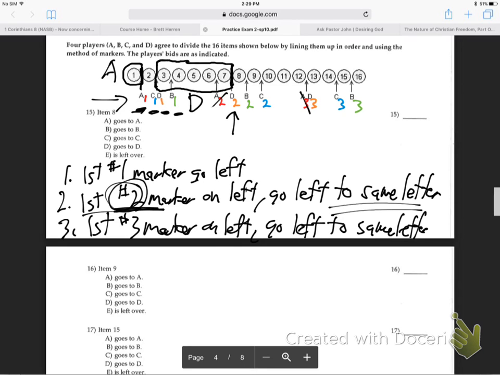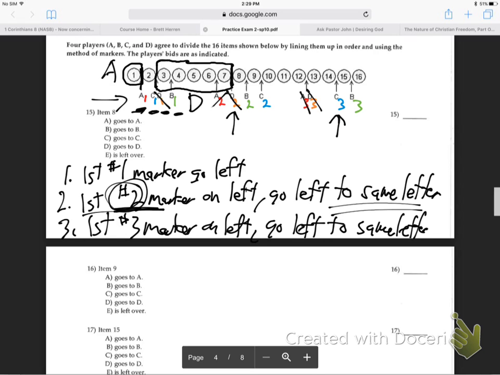All right, so now D's out. It's good to cross off D because D's got their candy. So cross off D, D's out. All right, so now grab the first number 3 marker. Which one's the first number 3 marker? Yeah, right here, C3. Right, that's the first number 3 marker on the left.